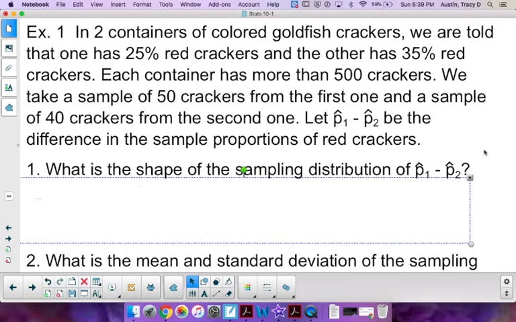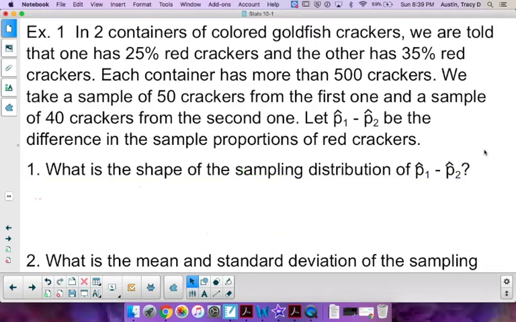Okay, so here's the thing. I don't know how many successes and failures because I haven't really told you how many of each cracker are red. So we go back to our percentage that we're given. Okay, so 25% of 50 would be our successes, and 75% of 50 would be our failures, right? And then for the other container, 35% of 40 would be our successes, and 65% of 40 would be our failures. All right, so let's take a look.